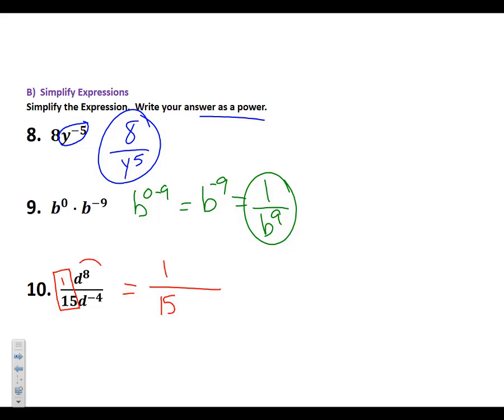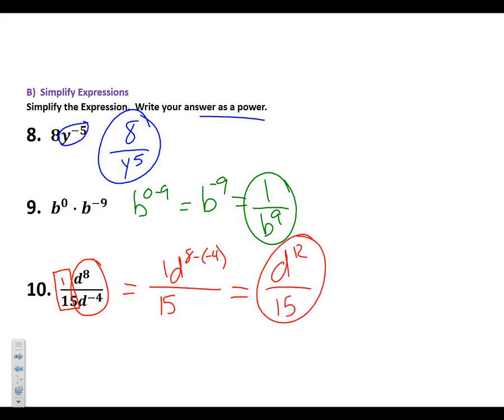Then I'm going to take a look at d to the 8th divided by d to the negative 4th. And I know that's d to the 8 minus the negative 4. When I finish off the math, I get d to the 12th over 15. I can get rid of that 1 because d to the 12th takes its place in the numerator.